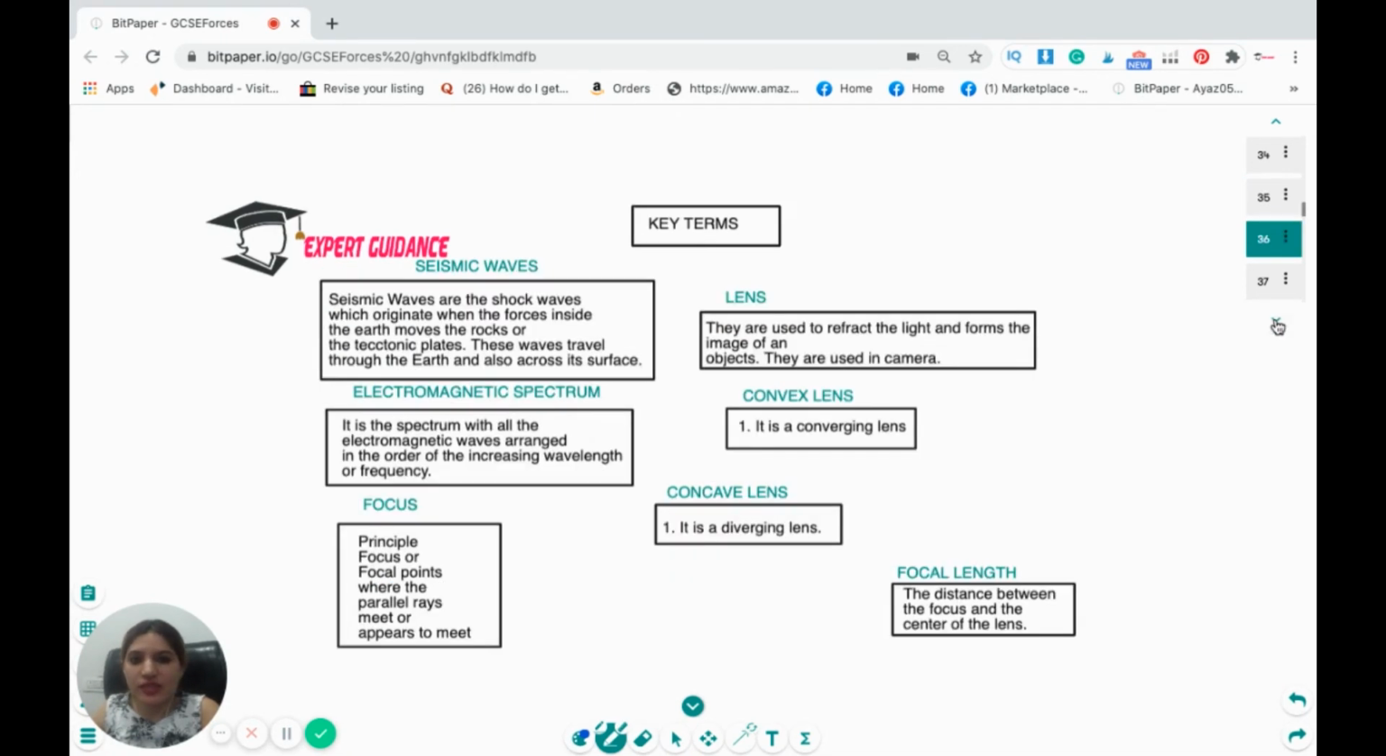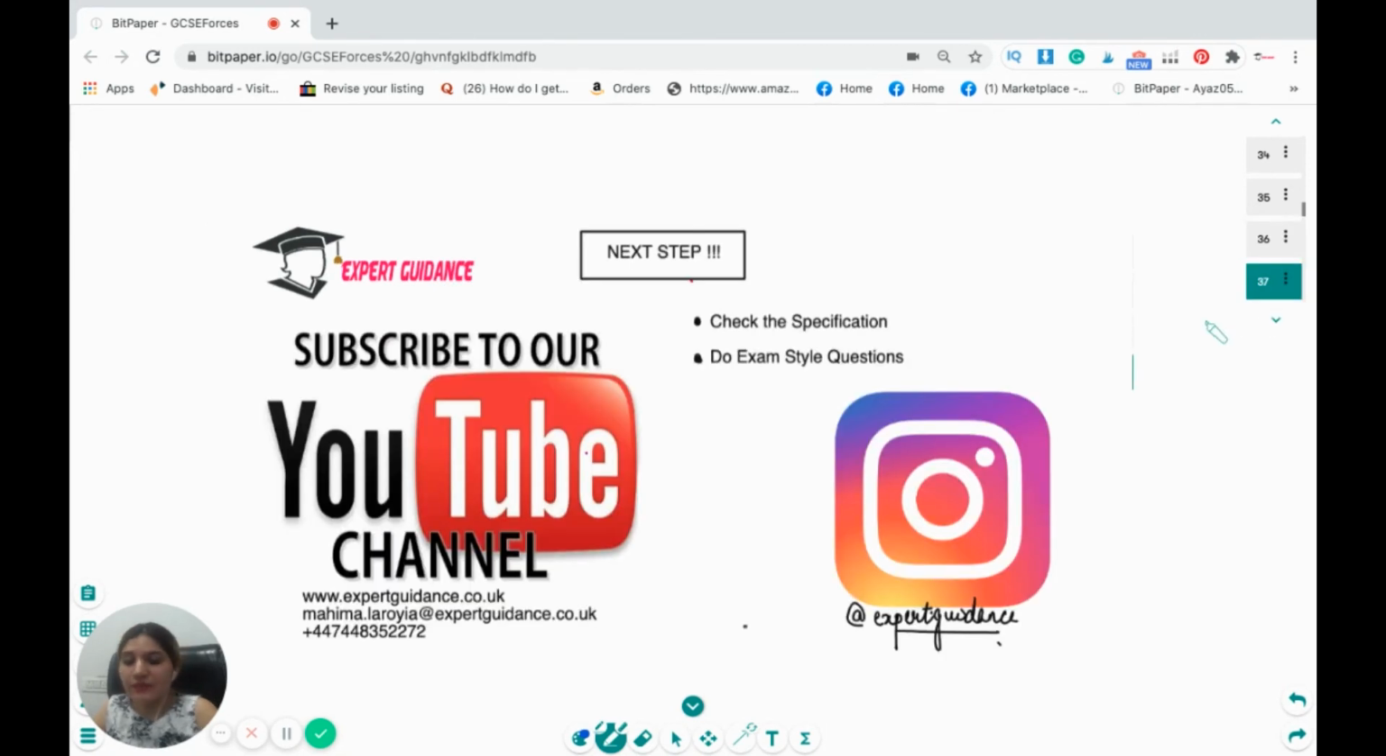Seismology is the study of seismic waves. Seismic waves are the shock waves which originate when the forces inside the Earth move the rocks of the tectonic plate. Electromagnetic spectrum is a spectrum where the waves are arranged in the order of increasing frequency or wavelength. Focus is the point where the parallel rays meet or appear to meet. Lenses are used to refract the light and form the image of an object. Convex lens is a converging lens. Concave lens is a diverging lens. And the focal length is the distance between the focus and the center of the lens. So I hope this topic of waves is clear to you.